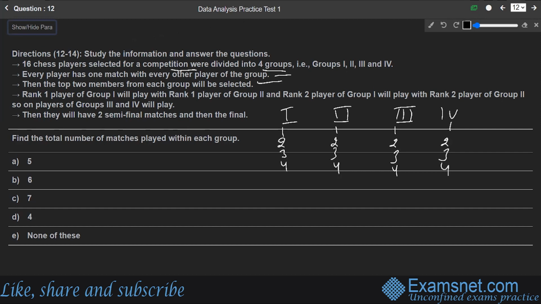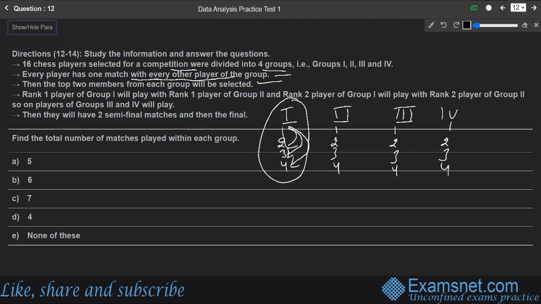Now he says every player has one match with every other player of the group. In any group, every player is playing one match with every other player. So player number 1 will play with player number 2, player number 1 will play with player number 3, and 1 will play with 4 also. This is how he will play all the games, and this will happen for all these players. Same goes for 2, same goes for 3, and player number 4 as well.